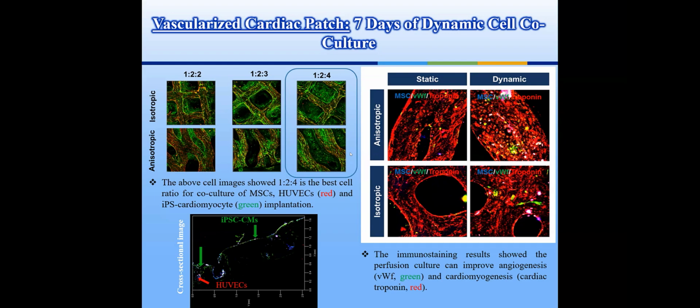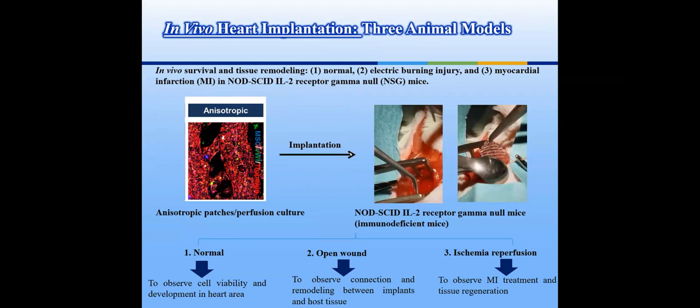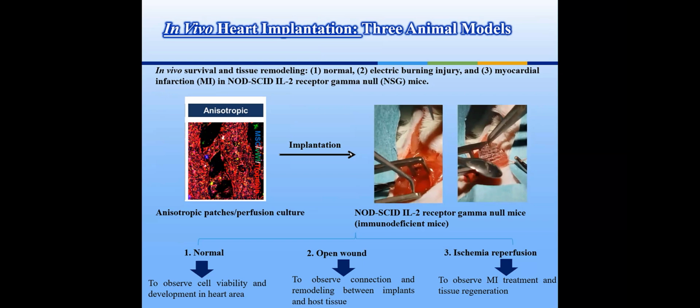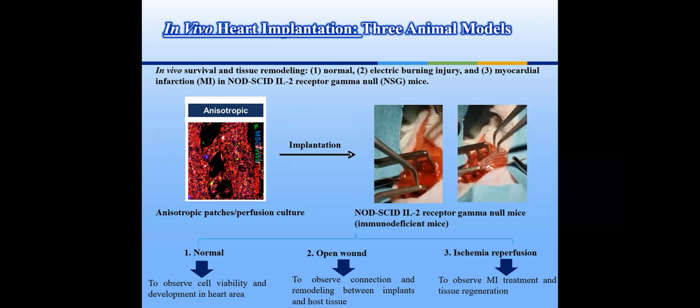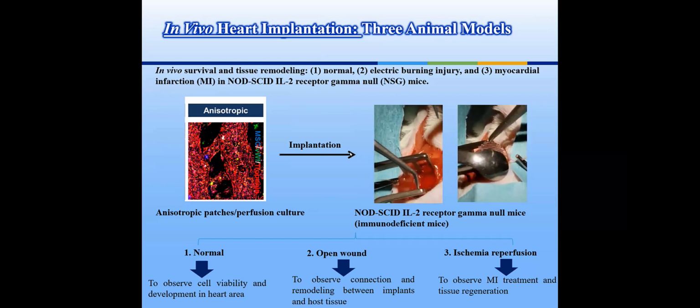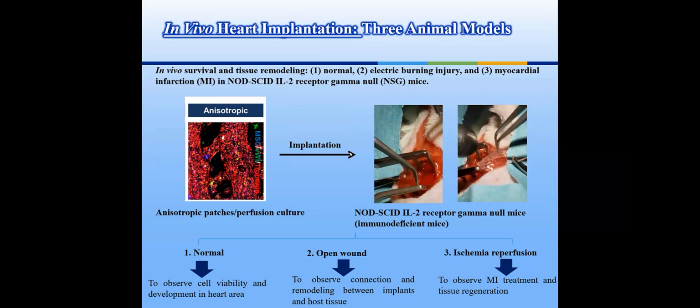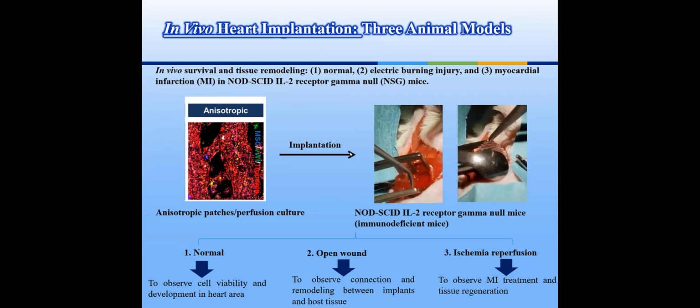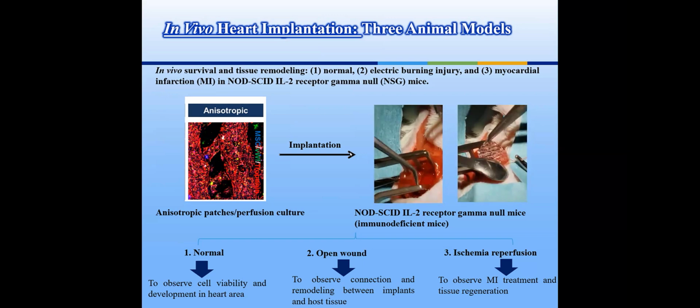Okay. So in addition to the cell culture study in the lab, we also do the animal study. For the in vivo heart implantation, we use mice. We have the 3 animal models here, maybe a little bit bloody, but I think normally for surgery it's just a small case. So they have even more bloody surgery. So one is the normal mice without any injury, where we just attach our patch onto the heart to see whether it can stay there long term. Is there any detachment?